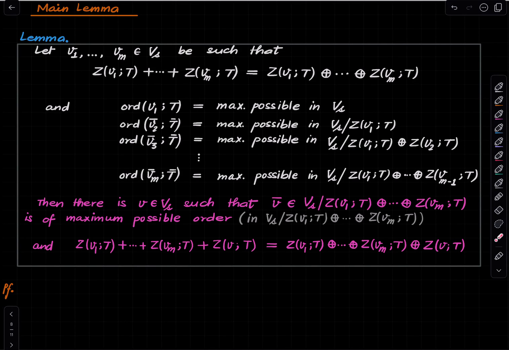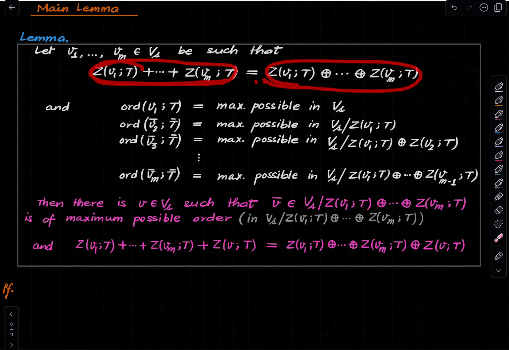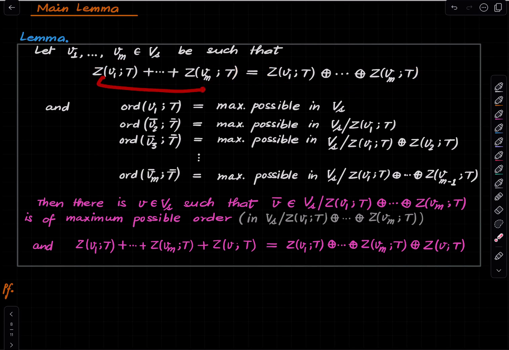So what is this saying? The setting is the same as the previous lemma. We have v1 up to vm in the space of generalized polyeigenvectors such that the cyclic subspaces corresponding to them sum up in this fashion that they form a direct sum. The sum is actually a direct sum. And the same thing, v1 has maximum possible order here, then v2 bar has maximum possible order in the corresponding quotient, and so on up to vm bar.